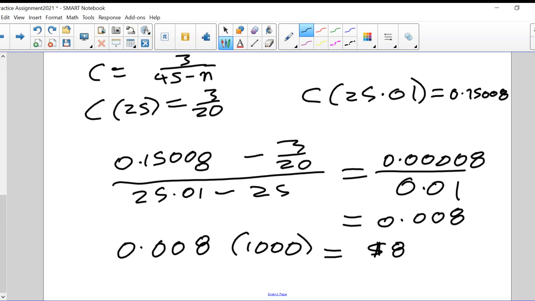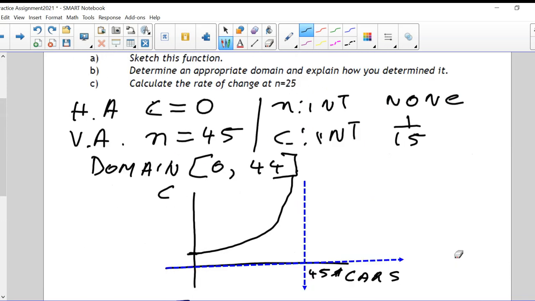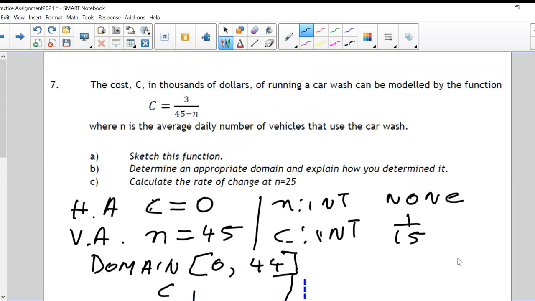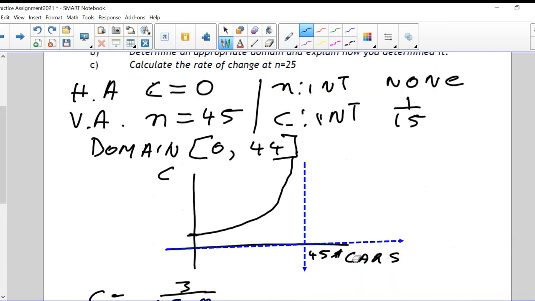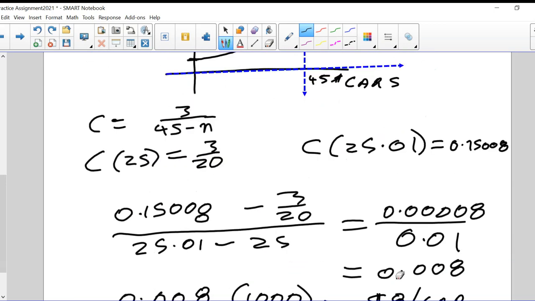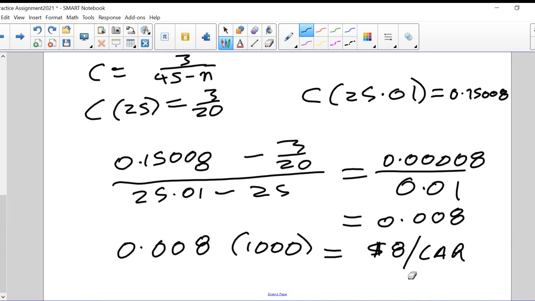What is this $8? This is in money. This is a cost. Is this $8 per car? Correct. So when you're doing the 25th car, your costs are increasing all the way along. As you do more cars, your costs are increasing. On the 25th car, your costs are increasing at the rate of $8 per car. That's all we're saying.